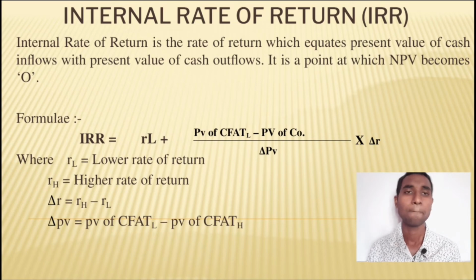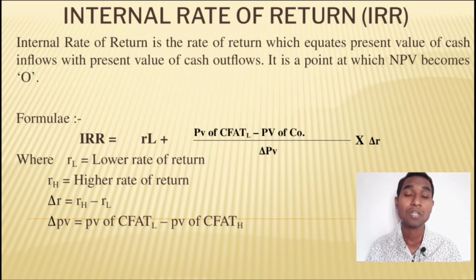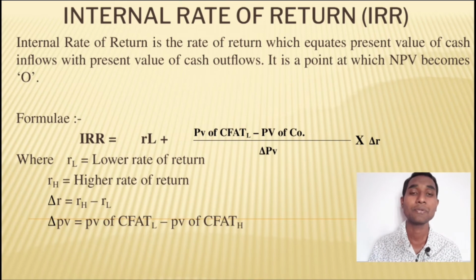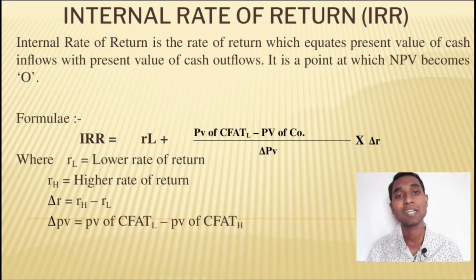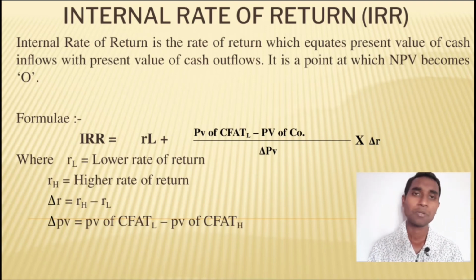Now let us see what each terminology means. RL refers to the lower rate of return, whereas RH refers to the higher rate of return. You may have a doubt about where RH is in the formula. In the formula there is no RH, but we have delta R. In order to obtain delta R, you need to deduct RL from RH. So the formula for delta R is RH minus RL. Now delta PV is equal to present value of CFAT at lower rate minus present value of CFAT at higher rate. A very simple formula, you need to remember it.